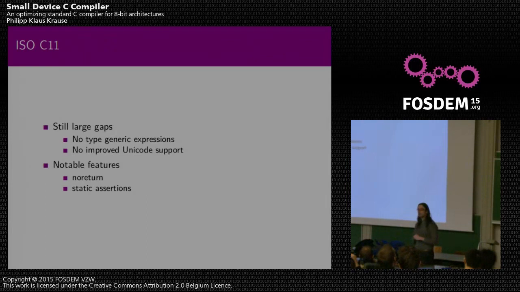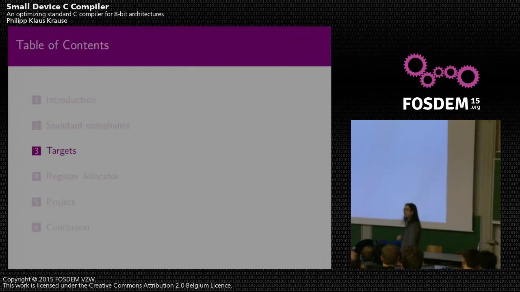And there are static assertions, which are kind of useful because normal assertions are expensive. They go into the code of the program. They're done at runtime. You don't want that on a very restricted system where you have very little memory. But the static assertions that C11 introduced are checked at compile time and can be quite useful, I think, on these architectures.